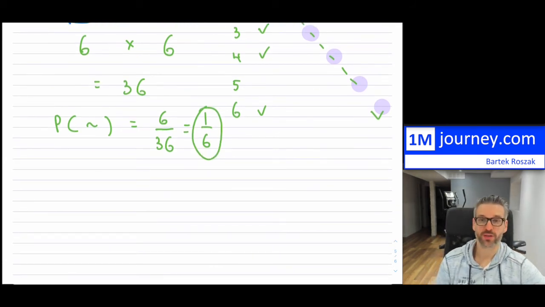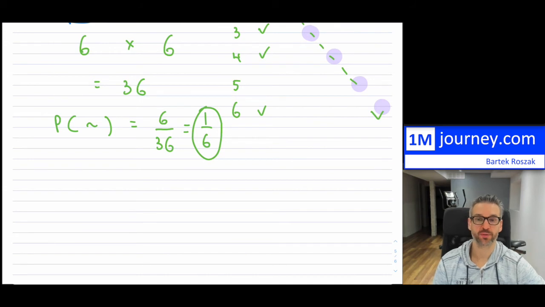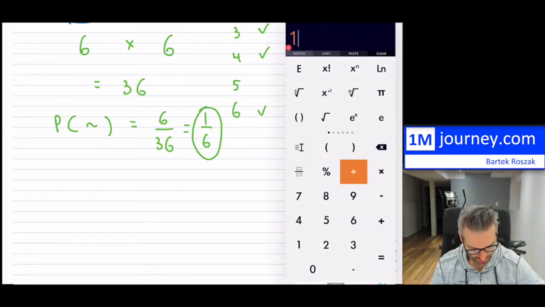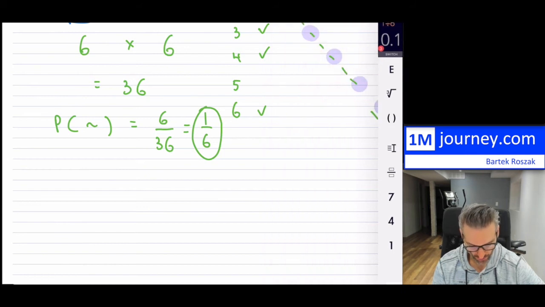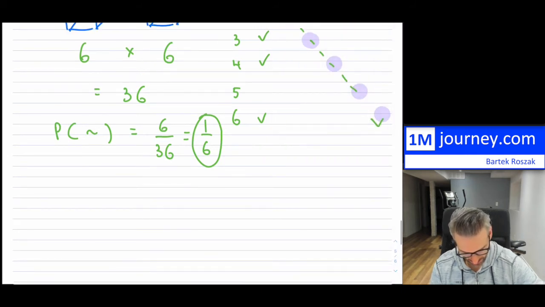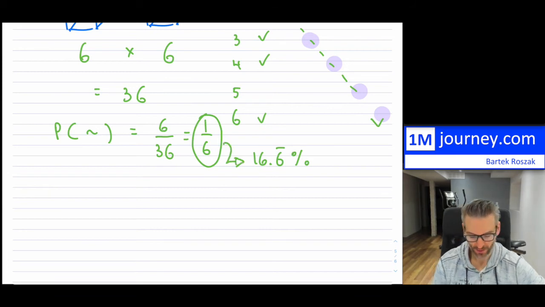Now, of course, we can change that into a percent if we'd like to. So you can take 1 divided by 6, although some of you, if you've done this enough times, will remember that it's 0.16666. So that's around 16.6%. That's the probability of the first one.